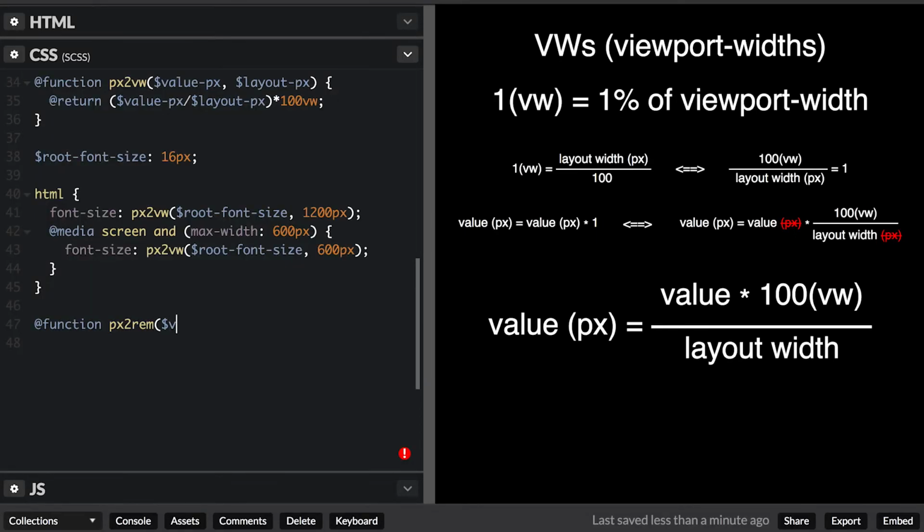We can also write a Sass function to make setting everything in REMs easier. We know the pixel equivalent of the root font size that we set, so we can easily calculate the REM value by dividing by the root font size. So our Sass function would look something like this.